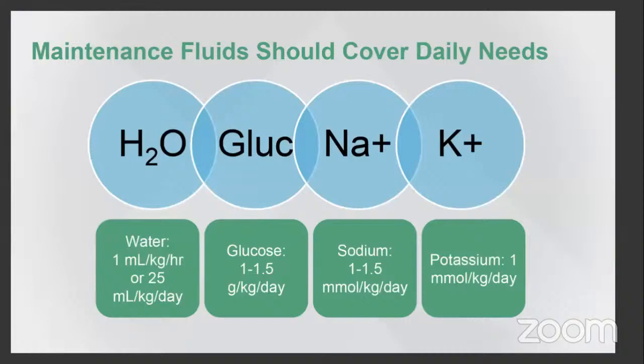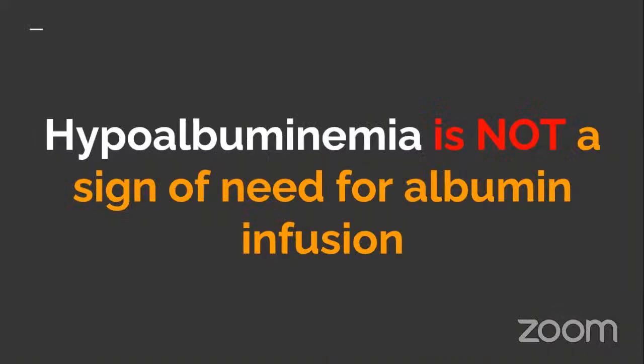And maintenance fluids don't have to be intravenous. Anybody who has got a patent esophagus or an esophagus into which you can put a nasogastric tube and has got good gastric motility should be getting their fluids through the enteral route. That should be the primary route of giving them fluids. Start feeding them as soon as they can feed. Start giving them fluids via the enteral route.